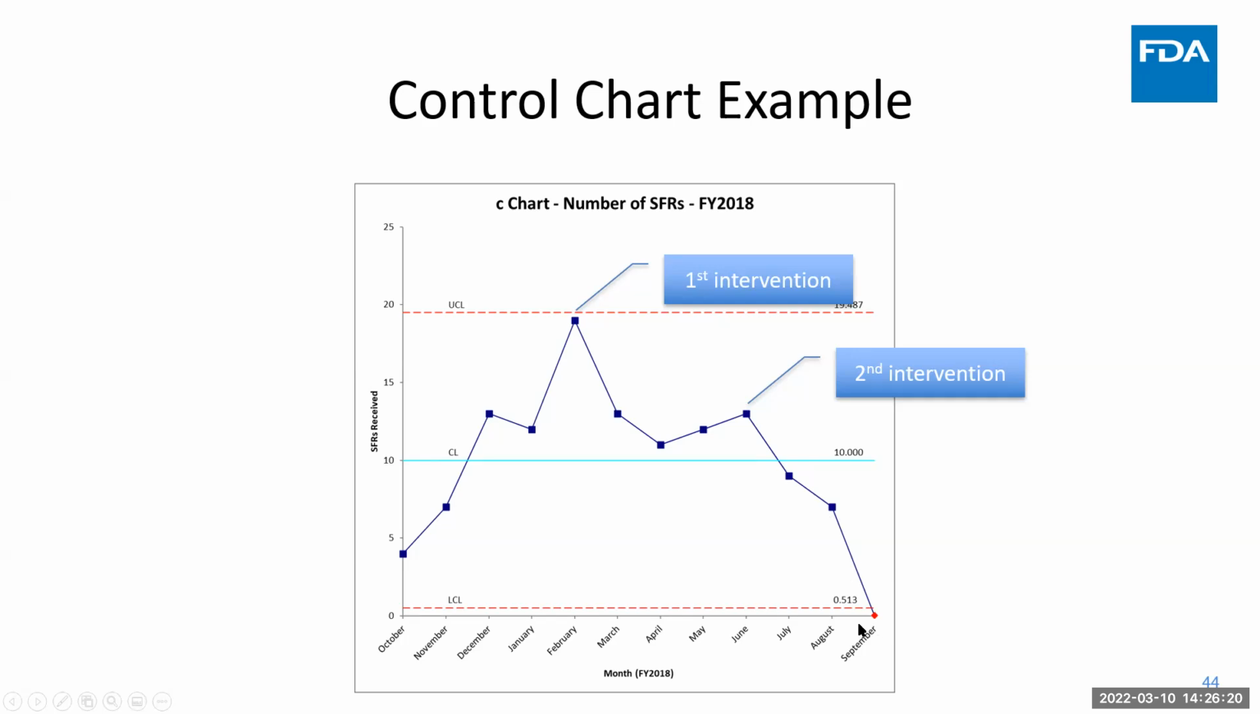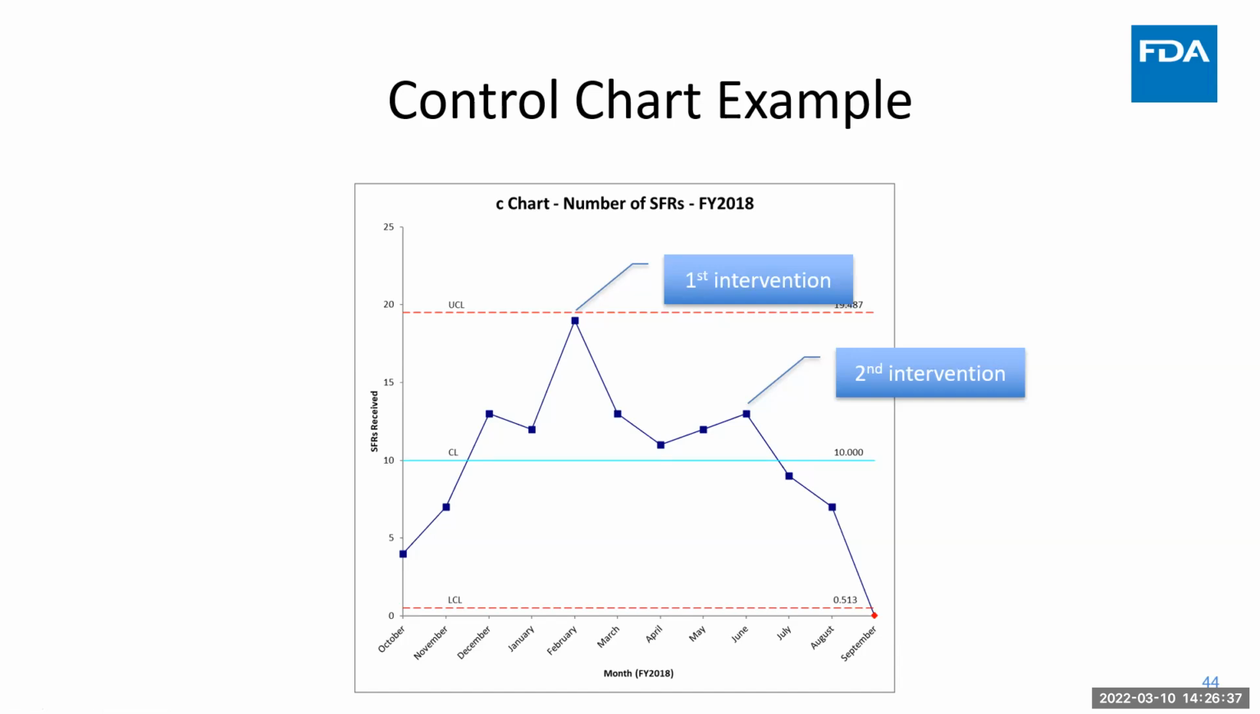Now you'll note this lower control limit of 0.513, that's meaningless because we're making discrete counts. It's either going to be 0 or 1 at that level. You're not going to have 0.513 of a sample feedback report.